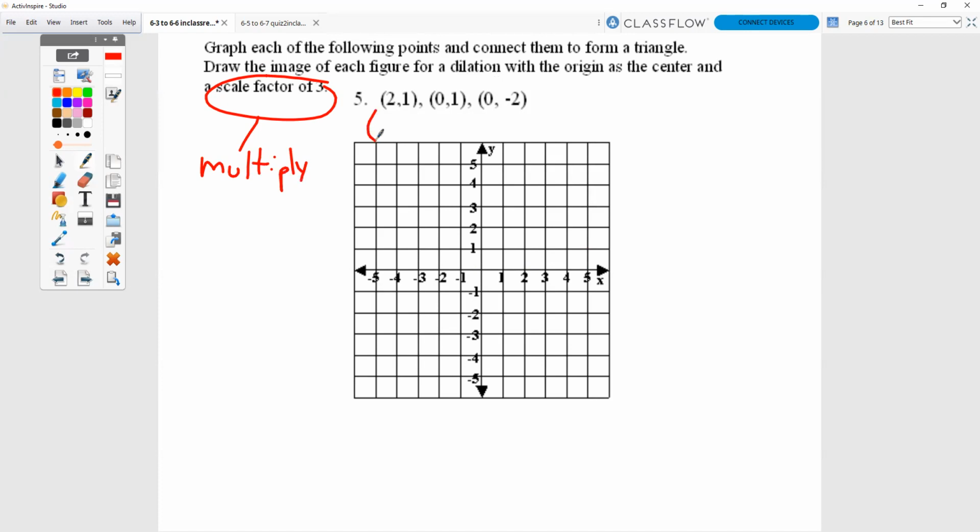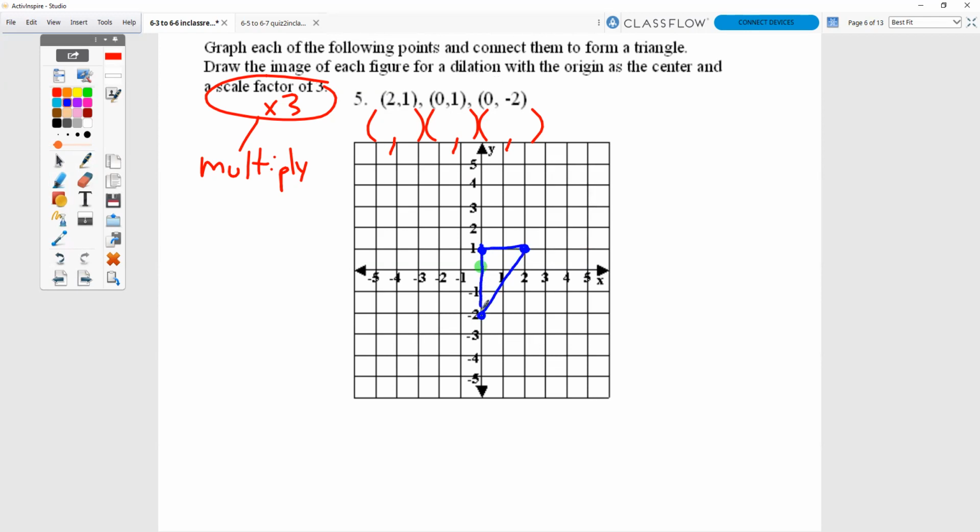I think it's very helpful underneath the coordinates to write your blank coordinates. These are going to be our new coordinates. If it says a scale factor of 3, that means we are going to multiply each one of those numbers by 3. Let's graph the original triangle first. So starting in the middle, right? Starting right there, we're going over to 2, up to 1, over 0, up to 1, over 0, down to -2.